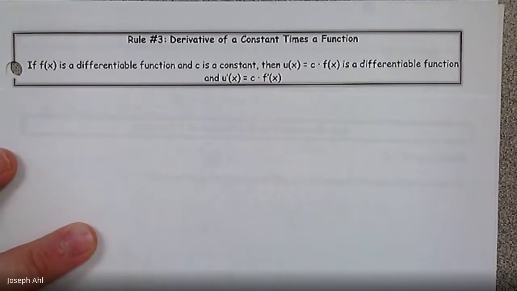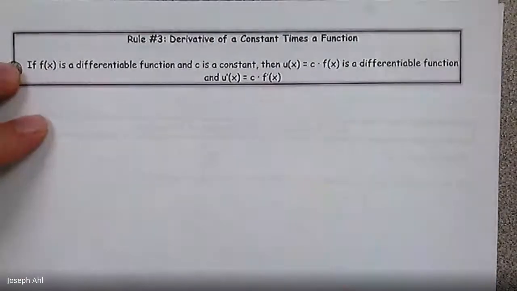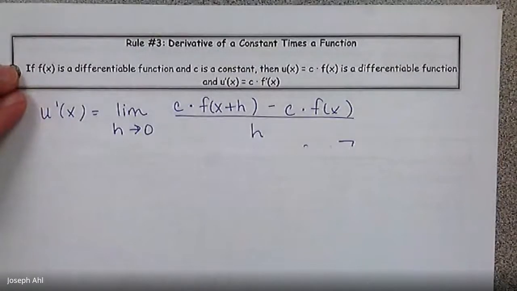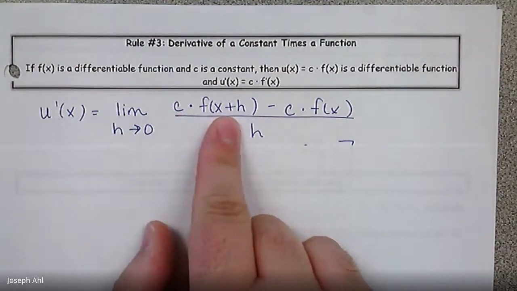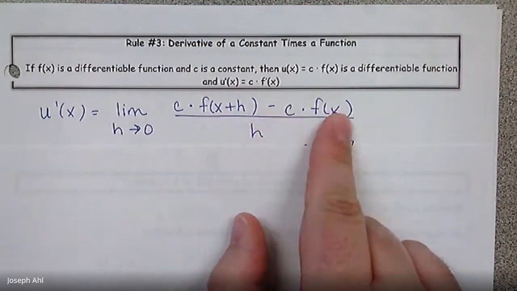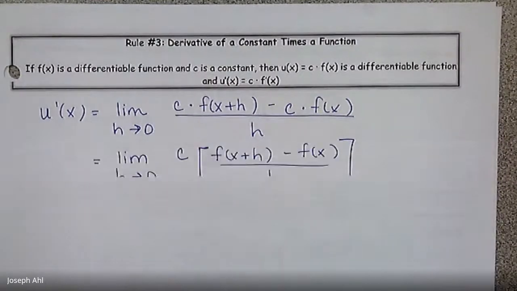So basically a constant times a function is just going to be equal to the constant times the derivative there. Here's a quick example of that. To find u prime of x in this case, it would be the limit as h goes to 0 of c times f of x plus h minus the constant times f of x, all over h. And hopefully you're seeing that you can factor that c out.